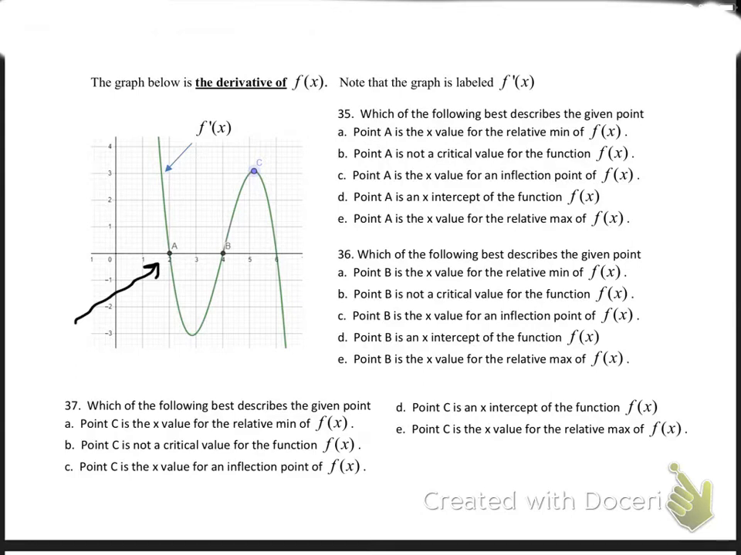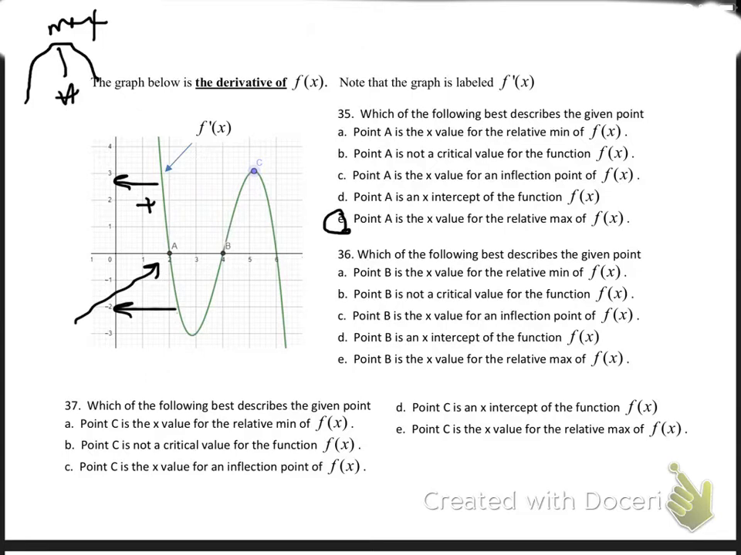So A, to the left of A, this slope is positive because I'm reading it off the positive axis. To the right of A, that slope is negative. So this is what's happening. My slope is positive and then it's going negative. So that means that A is going to be a max. So A is a maximum. So my best answer is E, that the point A is the x value for the relative max of the function, because I'm reading off the x values.